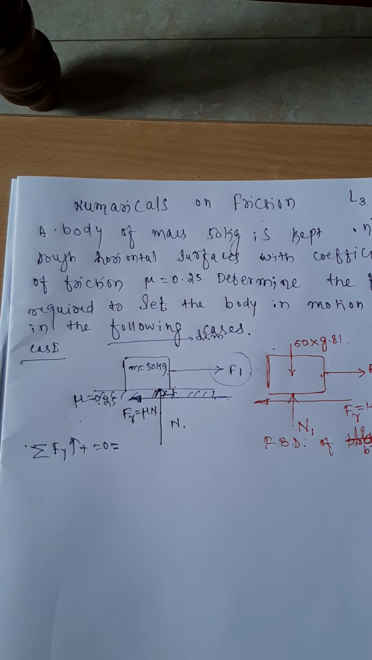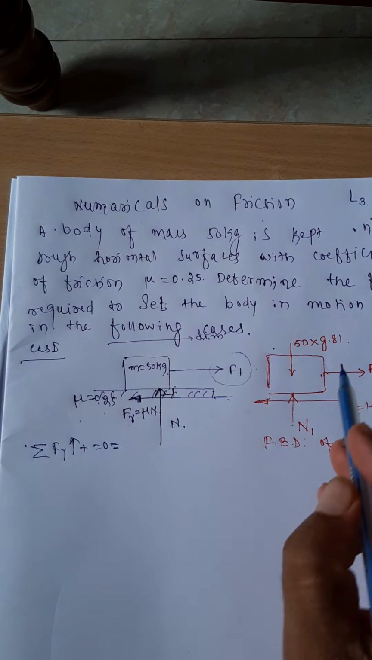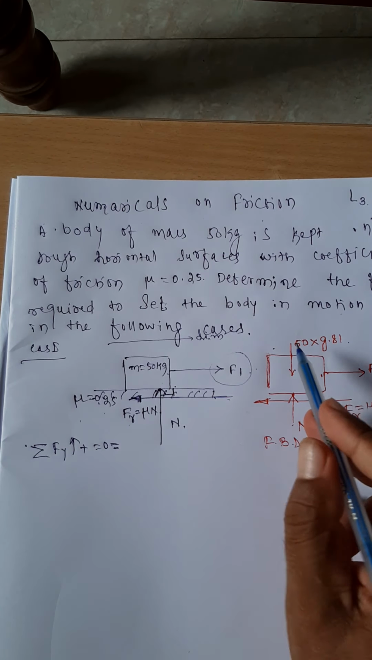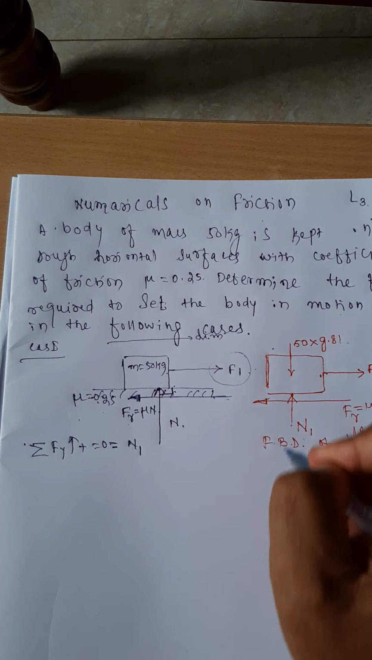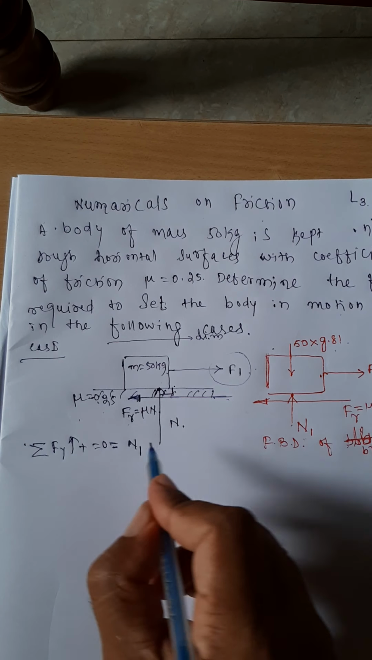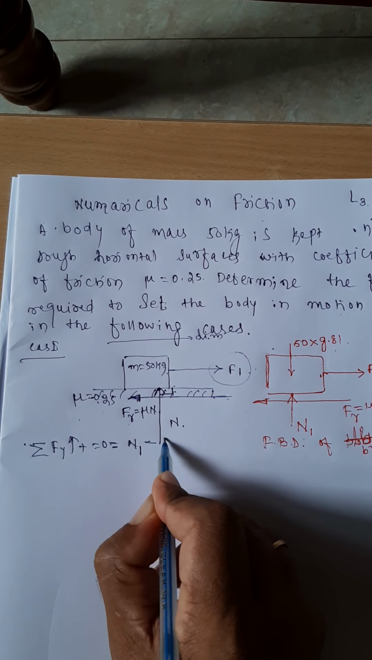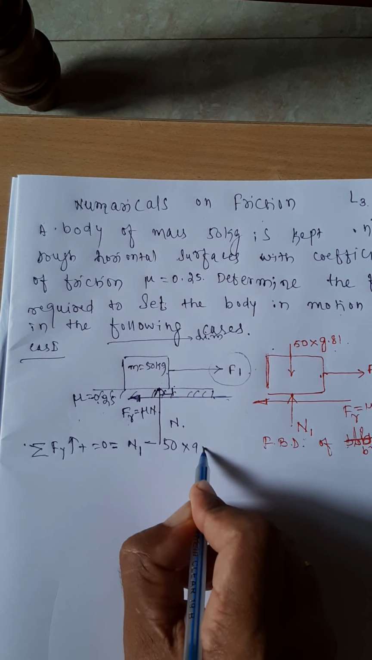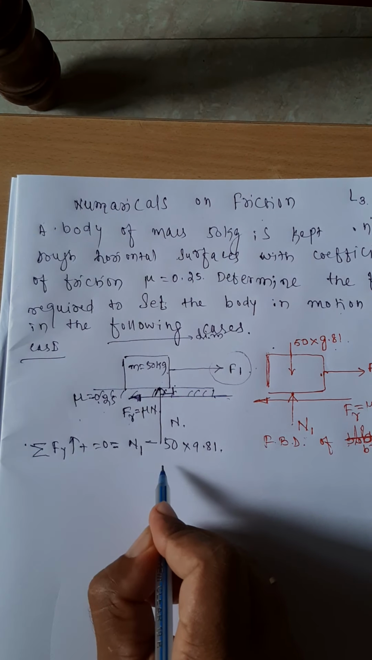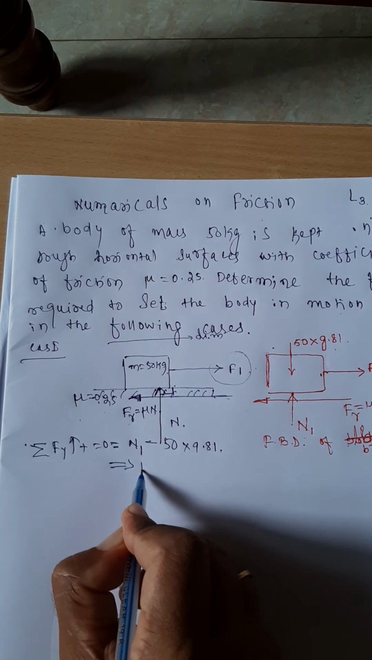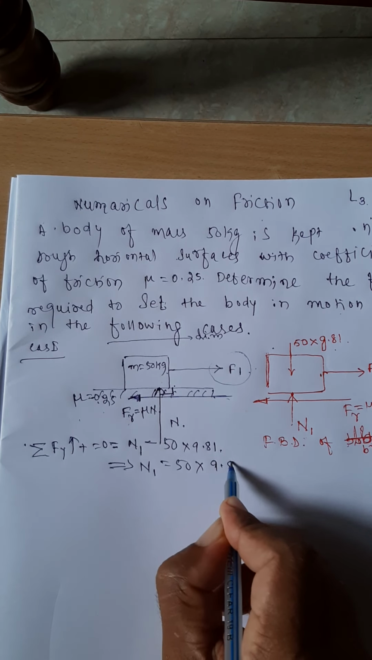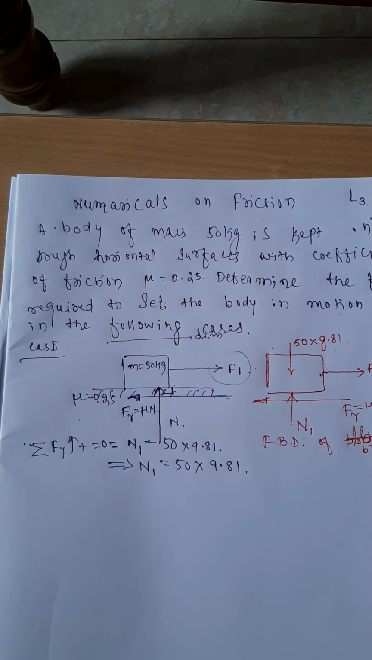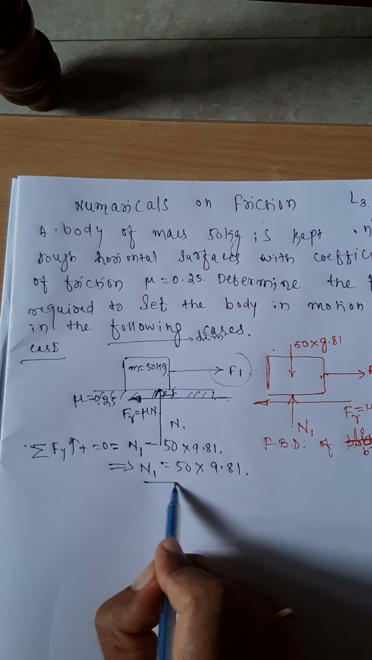Total of the forces in the upward direction, taken positive, equal to 0. What are the forces acting in the upward or vertical direction? One is N1, which is going upward, that is why it is positive, and the second one is 50 into 9.81 coming down, so minus 50 into 9.81. Solving this, we get the value of N1 equal to 50 into 9.81, right? So I got the value of N1.